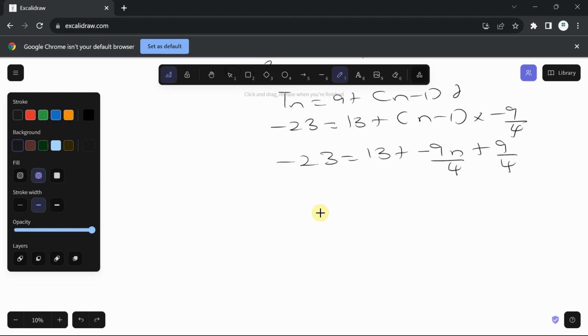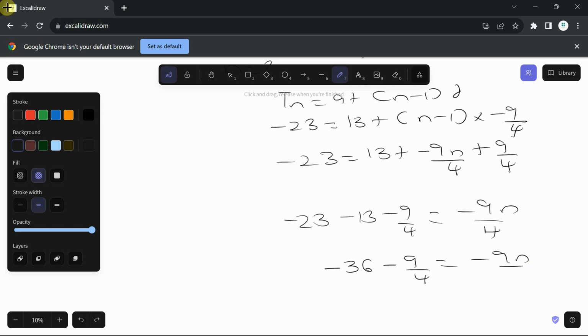Right. So let's take all the whole numbers to the other side. This is minus 23 minus 13 minus 9 over 4 is equal to minus 9n over 4. So minus 23 minus 13: you are owing somebody 23 naira, you come again to owe the person 13 naira. So that is like saying you're owing the person minus 36 naira. So minus 36 minus 9 over 4 is equal to minus 9n over 4.